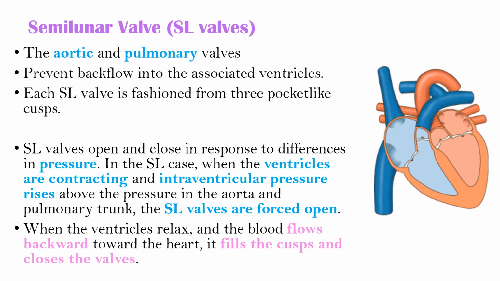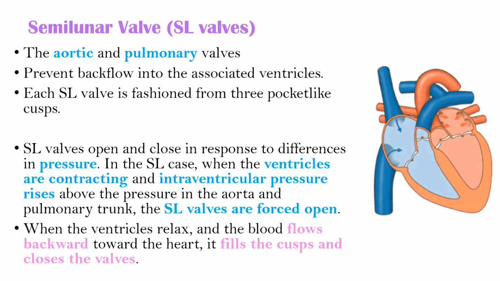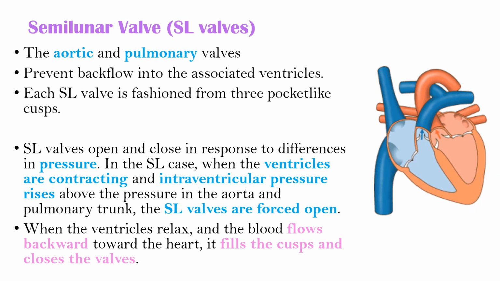Semilunar (SL) valves are the aortic and pulmonary valves. These semilunar valves prevent backflow into the associated ventricles, and each semilunar valve is fashioned from 3 pocket-like cusps. Semilunar valves open and close in response to differences in pressure.